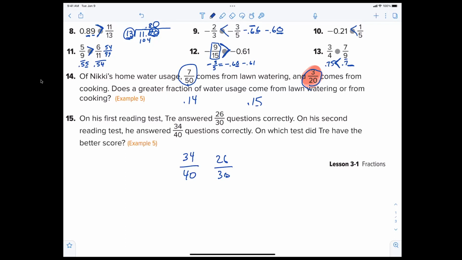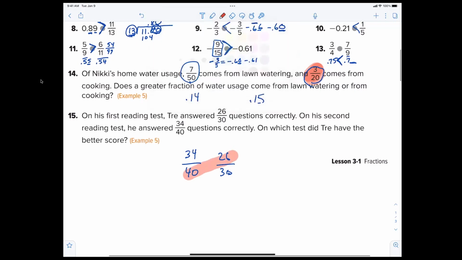We could cross multiply. So we would do this times this. And we have to do this times this. All right, so over here, this was 30 times 34. And over here, this was 40 times 26, and you make the comparison that way. Does anybody remember that? Right, that's how you can do fractions, and I'll let you do that.